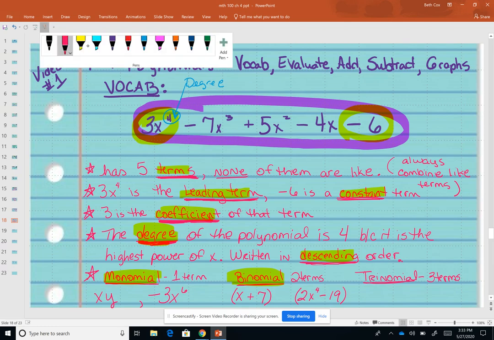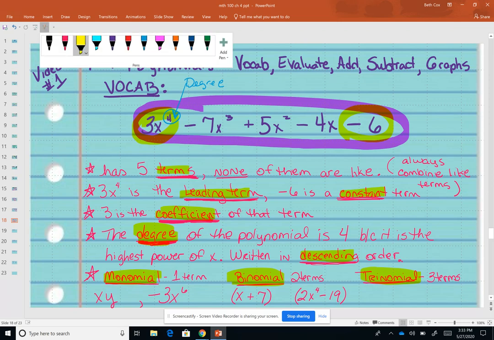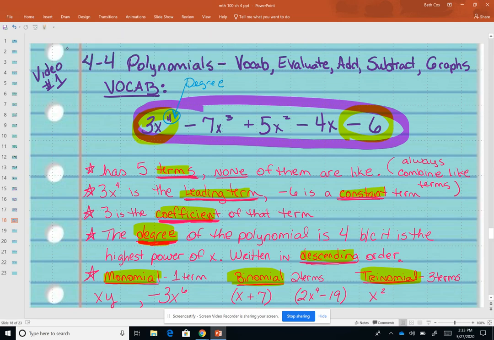All right? And then last but not least, we have a trinomial. This one has 3 terms. We could have one that looks like x squared minus 4x plus 9. That would be a trinomial. It has 3 terms, 3 things added or subtracted together. None of them are alike, because we would always combine like terms. So that's your vocab.